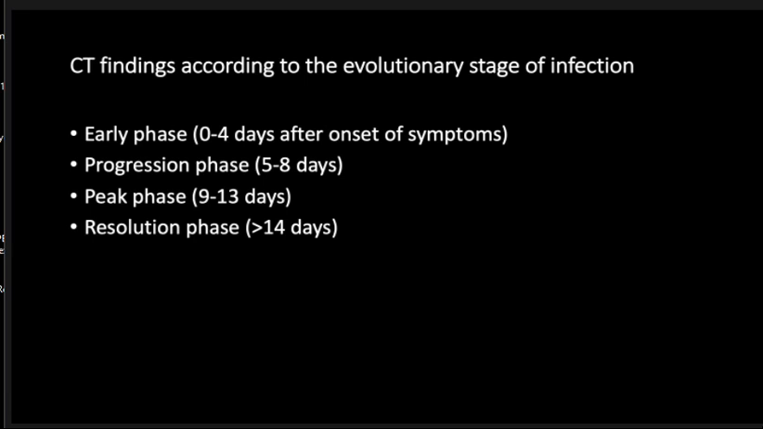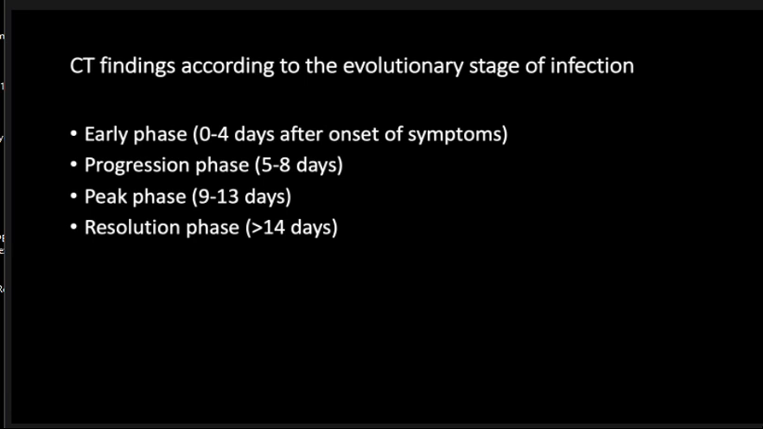For the next 5 to 8 days, the progression phase, there are usually ground glass opacities which progress rapidly in extent and become bilateral and diffuse with multilobar involvement. In this stage, areas of crazy paving pattern and consolidations may appear.